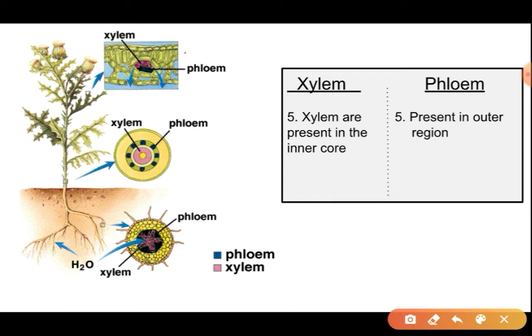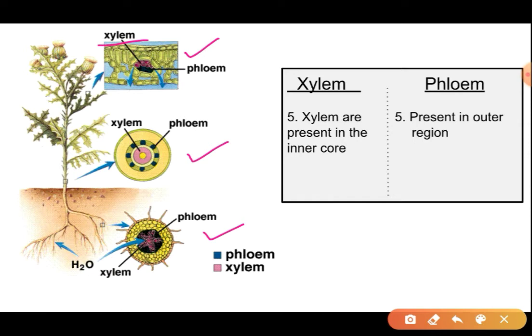Now let's look at the structure of vascular bundles. This is the vascular bundle present in the leaves, this is in the stem, and this is in the roots. So in all three parts we are able to see the vascular bundles. Vascular bundles means xylem and phloem. So xylem is the pink portion and the phloem is the blue portion.